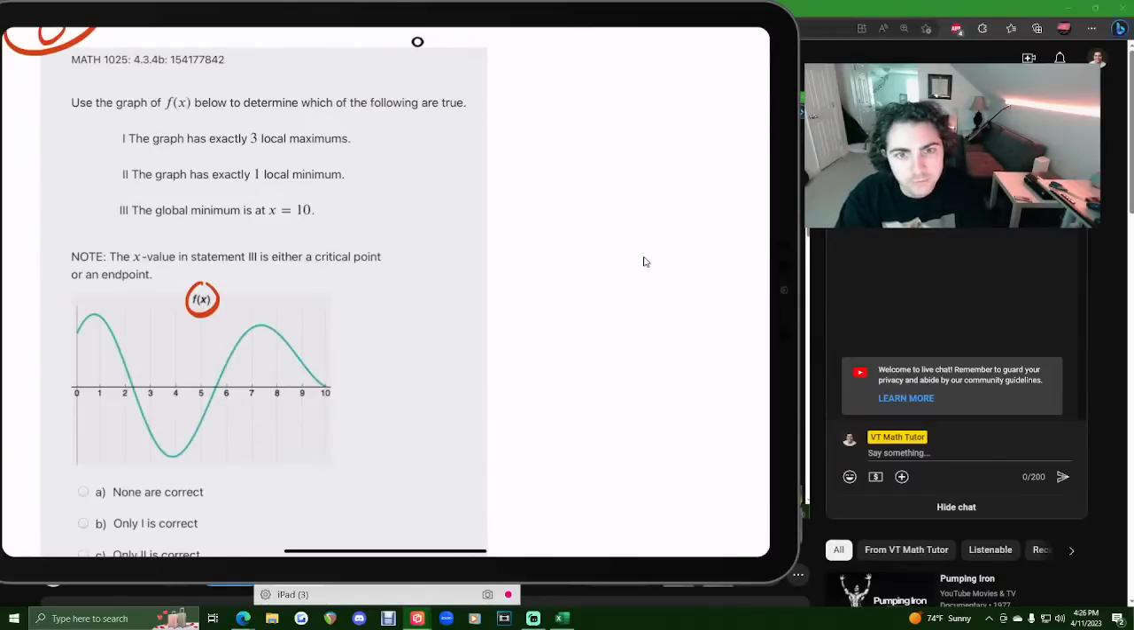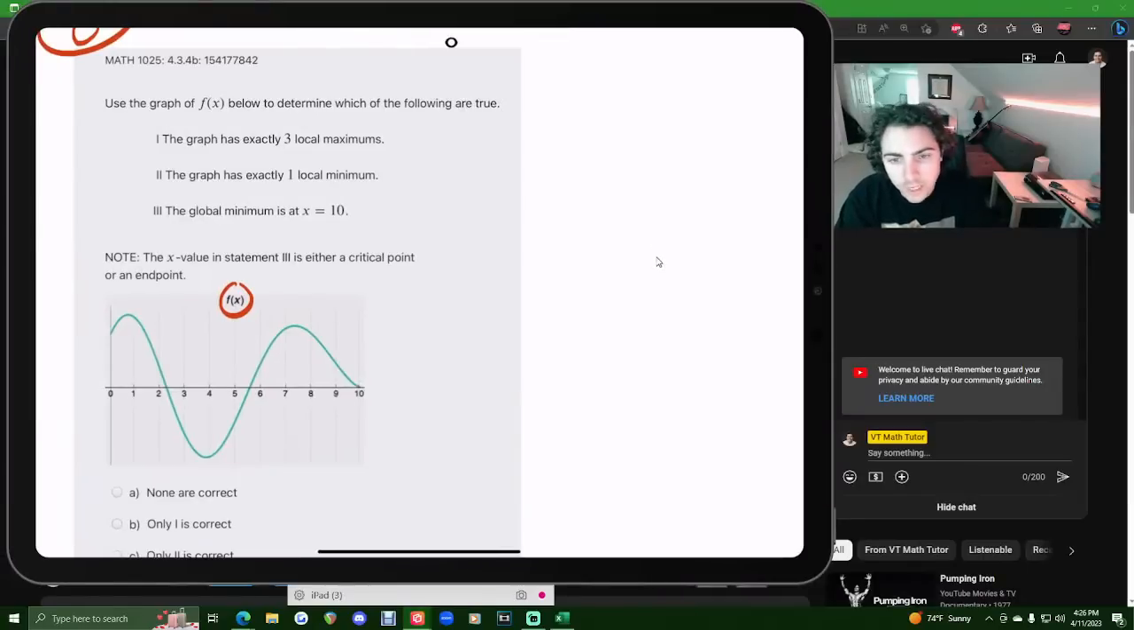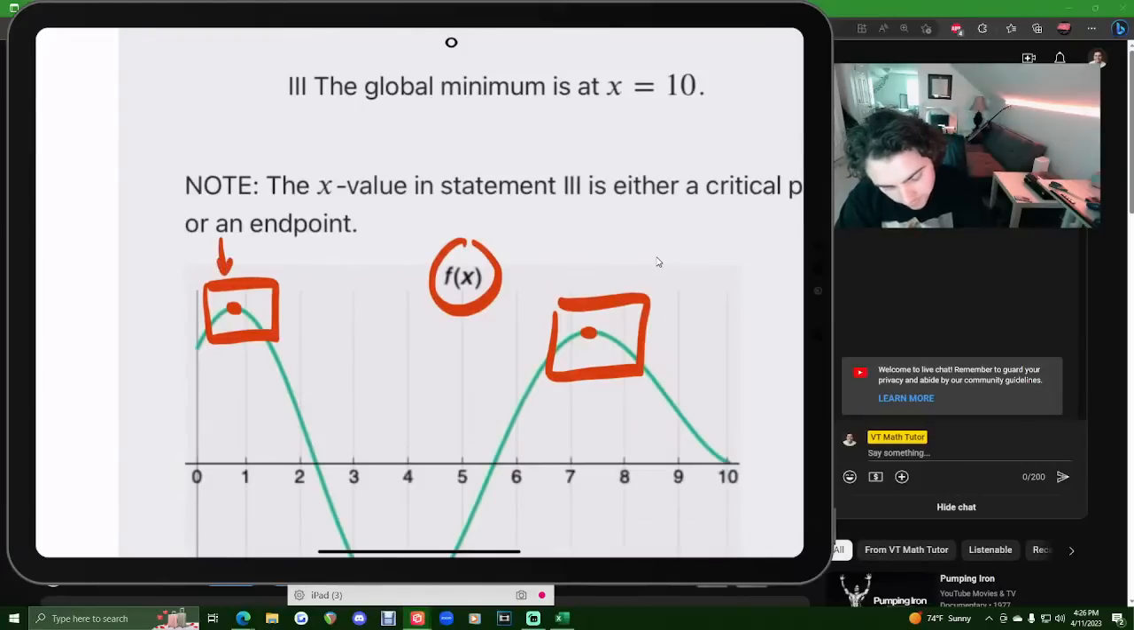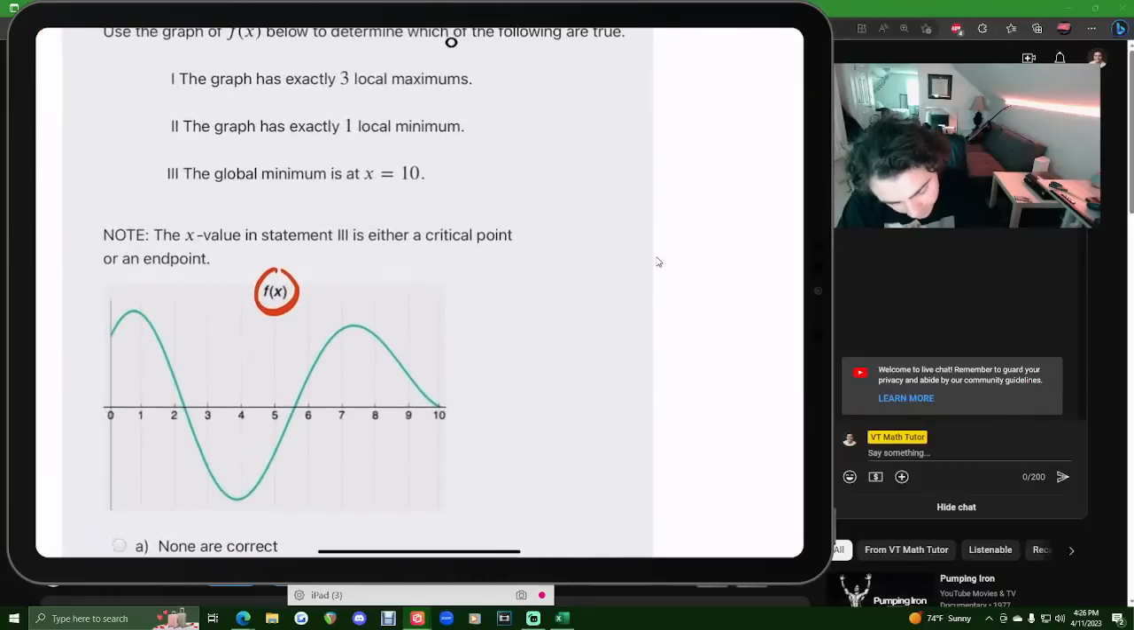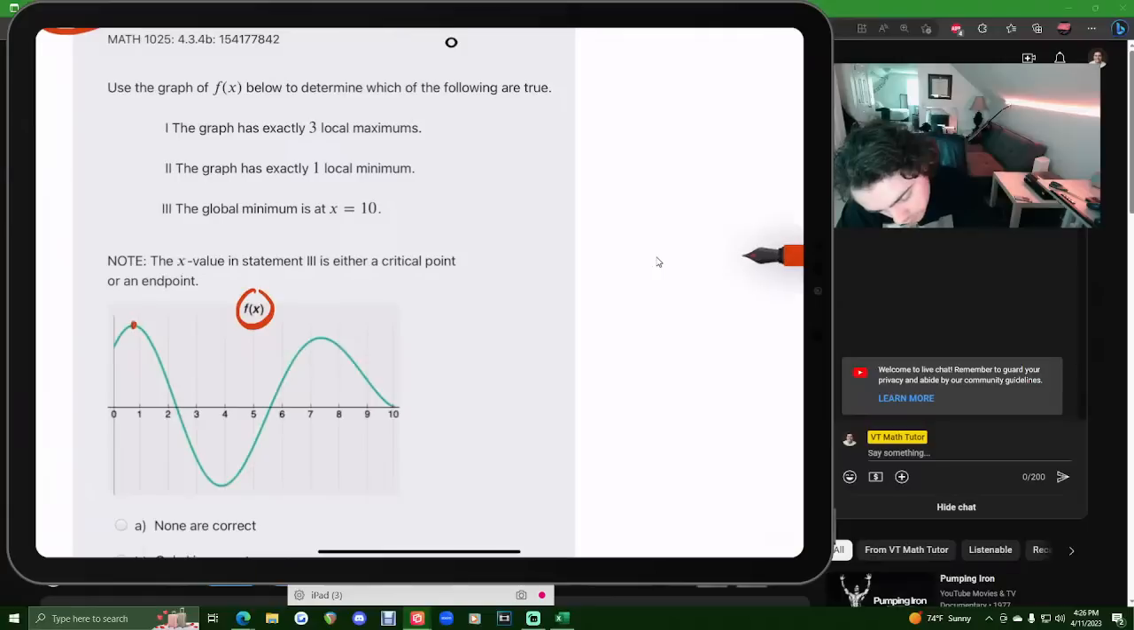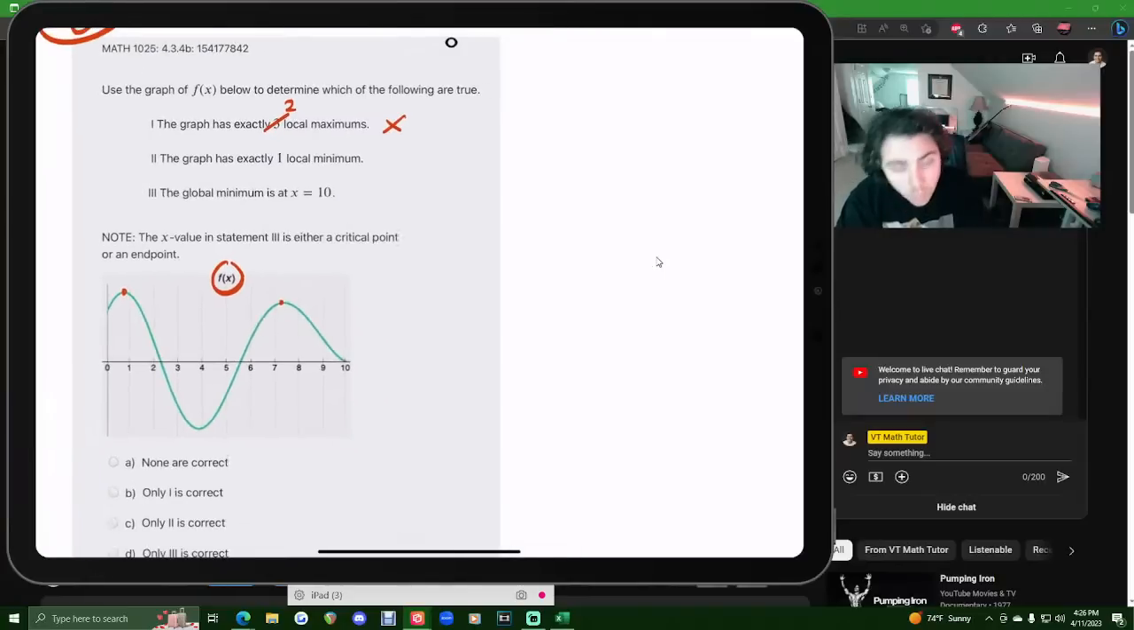So let's talk about how they define local maximums real quick. Local maximums are just the highest points relative to areas around them. So like if you put a little box around this thing here, that point that I've pointed out is the highest point within that little box. And same with this little point here. These are local maximums. So on this whole graph, there are only 2 local maximums. So this should say 2 and not 3. So that's false.